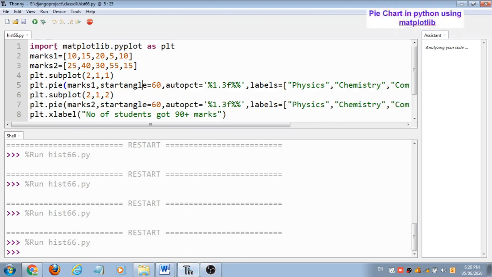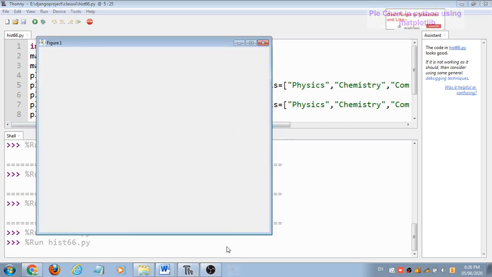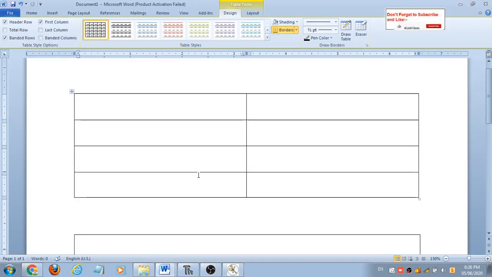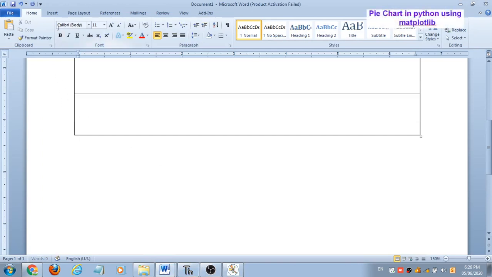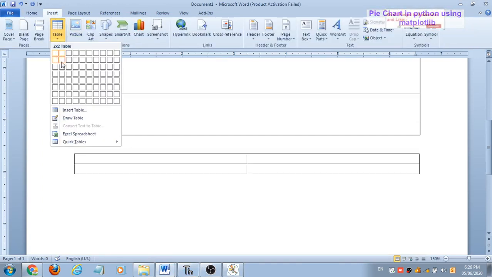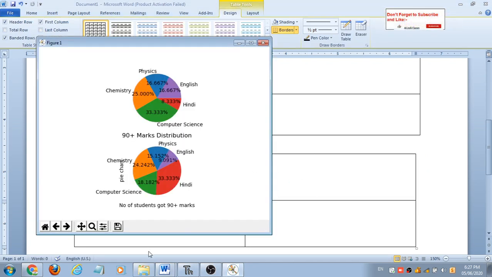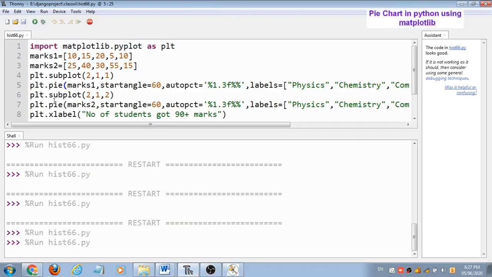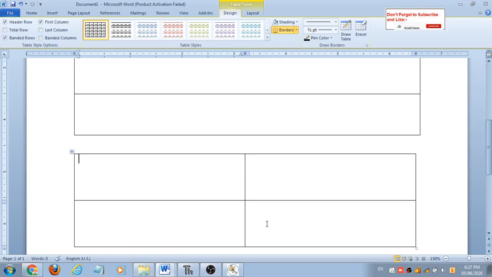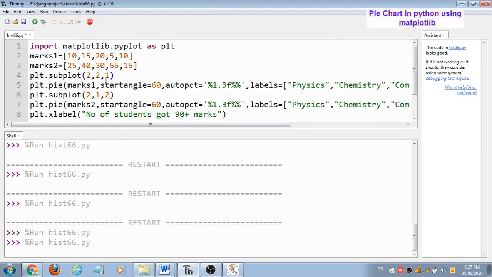Suppose there is a choice in which we want to display it something like this. Suppose I want this 2 by 2 area, something like this. Here we want a pie chart, here we want a line chart, here we want some other chart. So you can use the subplot here. How can I do this? I have to divide the area into 2 rows and 2 columns. So at 2, 2, 1 this will display, then at 2, 2, 2 this will display.